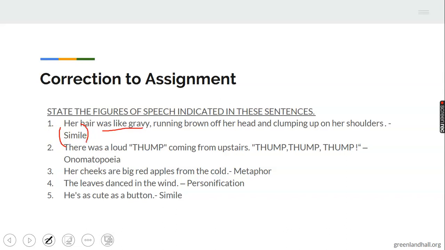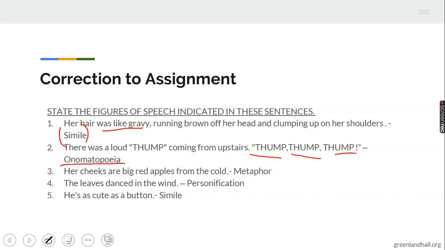There was a loud thump coming from upstairs. Thump. You can see the word sounding like the real action. That makes it what? Onomatopoeia.